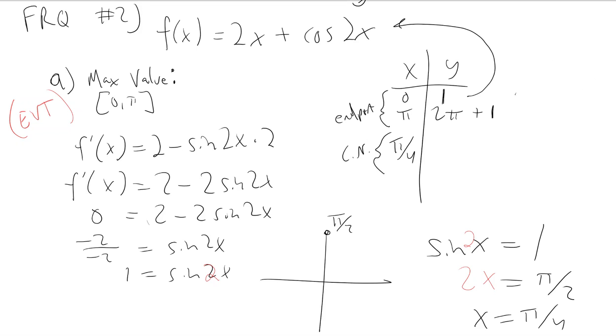And then pi over 4. So 2 times pi over 4 would be pi over 2, plus the cosine of 2 times pi over 4, which would be the cosine of pi over 2, which is 0. So I guess these are a little harder to decipher, but what looks like it would be the biggest y value?